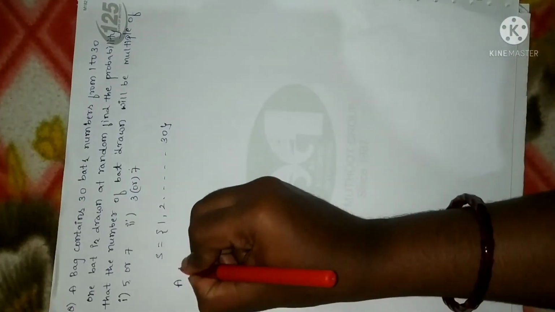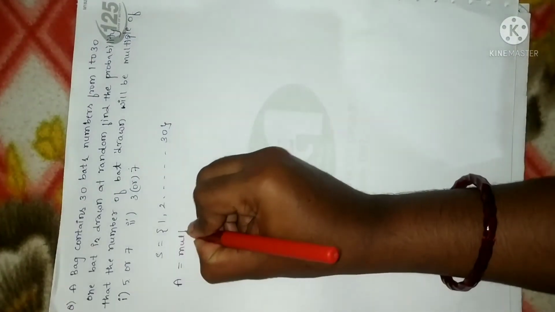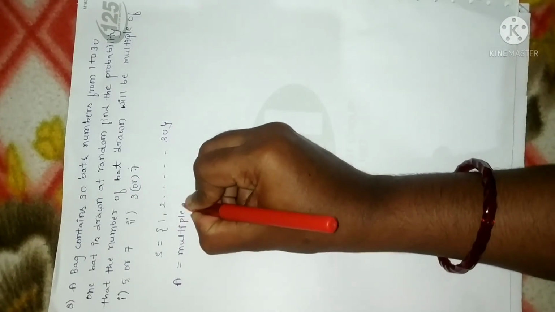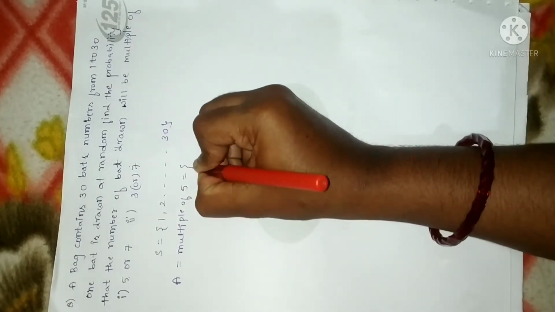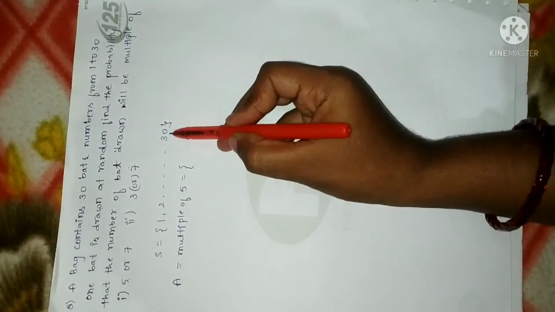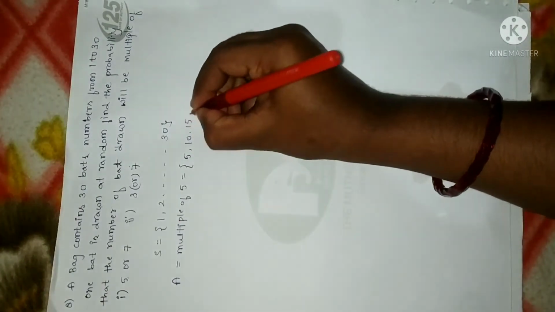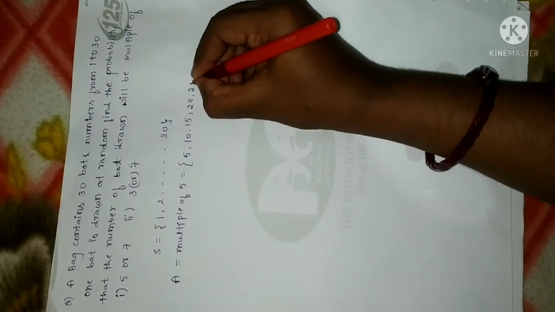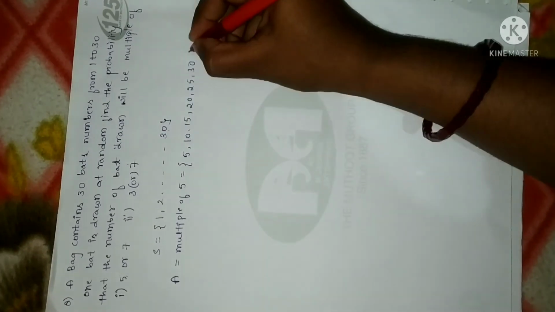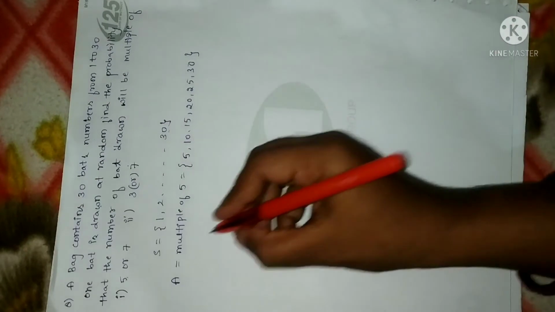So let me take A as multiples of 5. I'll write the multiples of 5 from 1 to 30. How many multiples of 5 are there? 5 ones are 5, 5 twos are 10, 5 threes are 15, 20, 25, 30. So stop at 30. Why? Because we have only numbers up to 30.